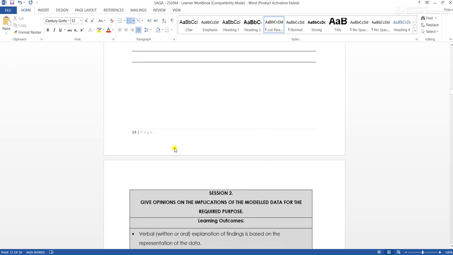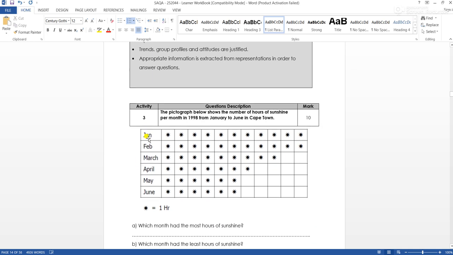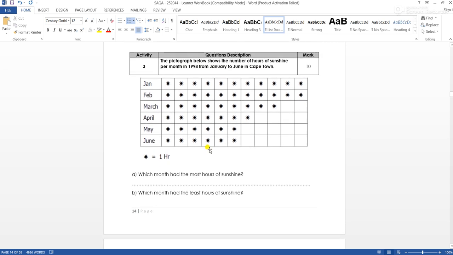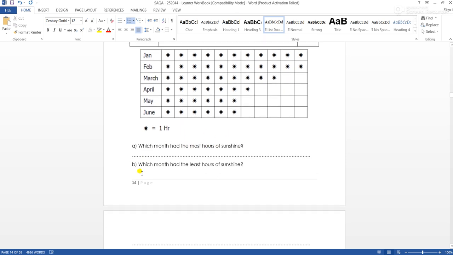09009. Okay, so moving on to session 2, you're given a pictograph. It's activity 3. The pictograph below shows the number of hours of sunshine per month in 1998 from January to June in Cape Town. This is a pictograph of the number of hours of sunshine per month. So one sunshine represents 1 hour. So which month had the most hours of sunshine? You'll have to provide that.